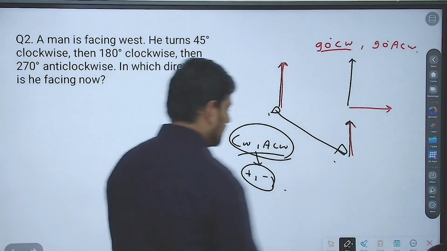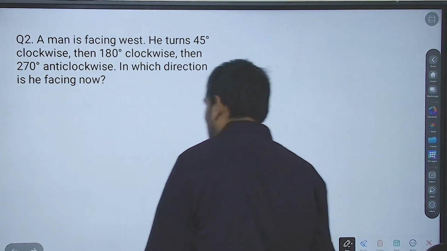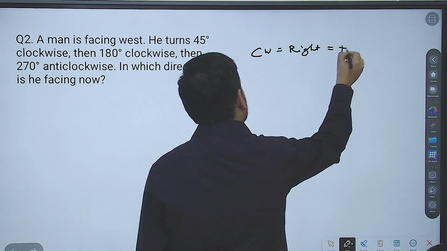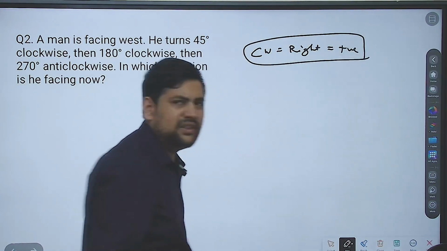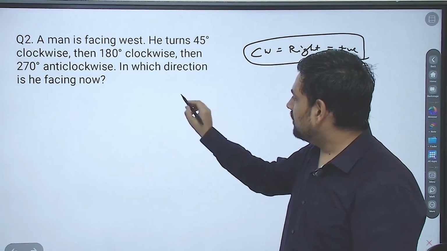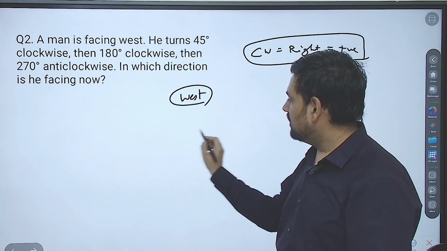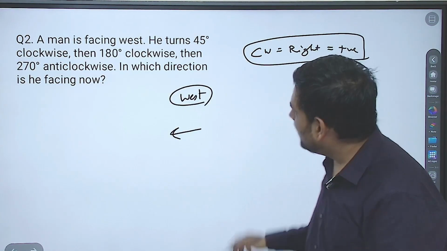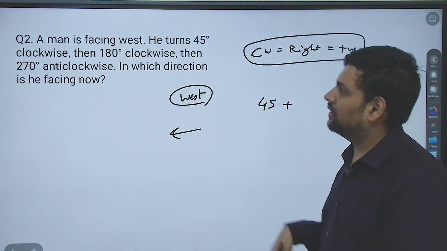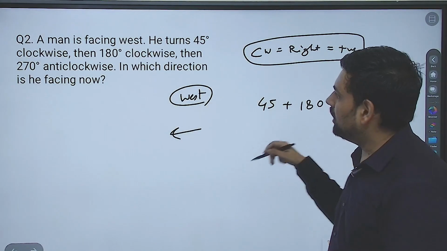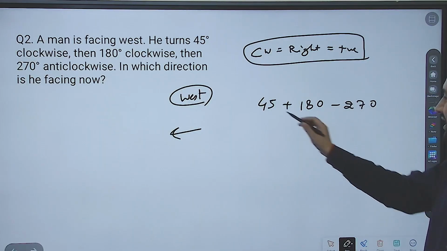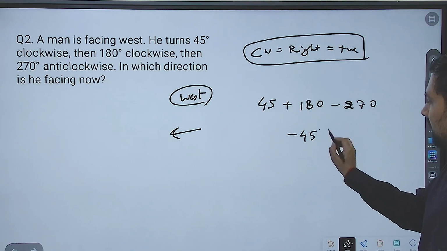So now we will be using this. See how I can use this. I assume that clockwise is equal to right is equal to positive, so clockwise is positive and anti-clockwise is negative. Now I solve it like an equation. The man is facing west. Then he turns 45 degrees clockwise, positive, because clockwise we have considered positive. Then 180 degrees clockwise, so plus 180. Then 270 degrees anti-clockwise, so minus 270. This becomes minus 90 plus 45, that is minus 45 degrees.